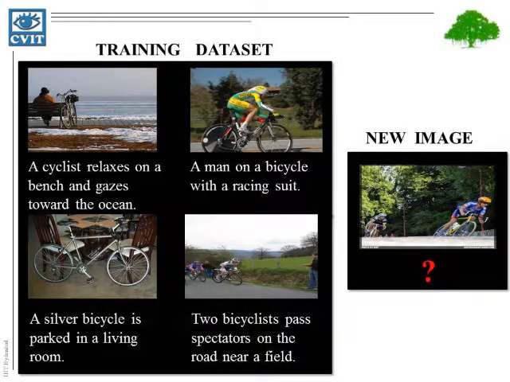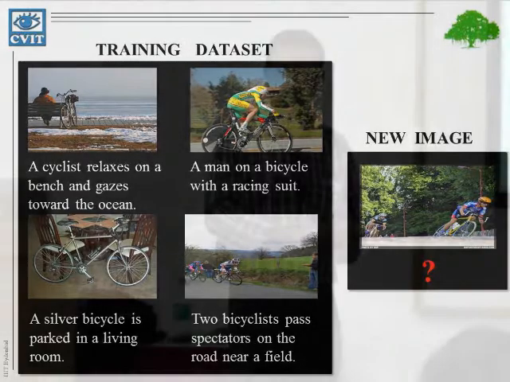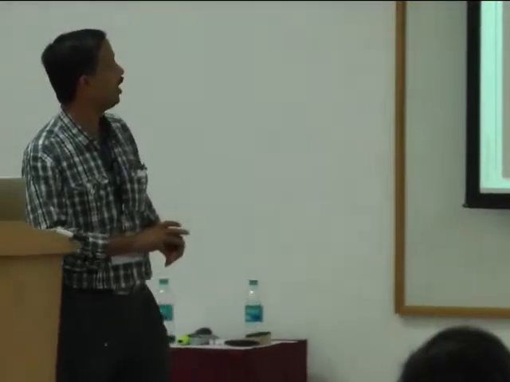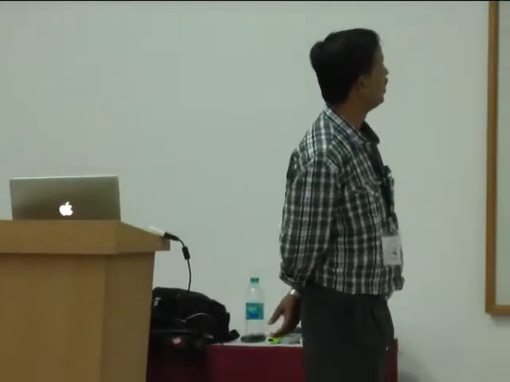So now the problem that we are interested in is a little bit more challenging. That is, you are given images and corresponding captions or sentences or annotations or descriptions, something like this. A cyclist relaxes on a bench and gazes towards the ocean. And given these images and descriptions, the challenge is now, given a new image, what is the description for the new image?